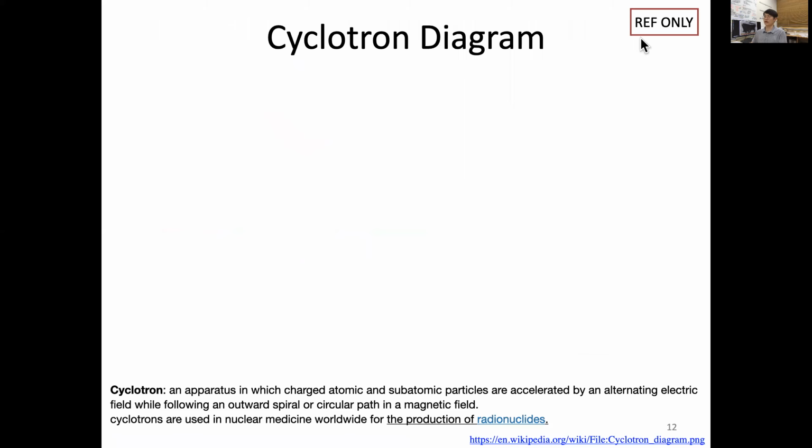This is just for reference to give you an idea where the name comes from. You will see it's an apparatus which charges the atom, and subatomic particles are accelerated by an alternating electric field in a circular path. That's why it's called a cyclotron. And in nuclear medicine, in many big hospitals around the world which have a nuclear medicine department, they will likely have a cyclotron to produce these radionuclides.